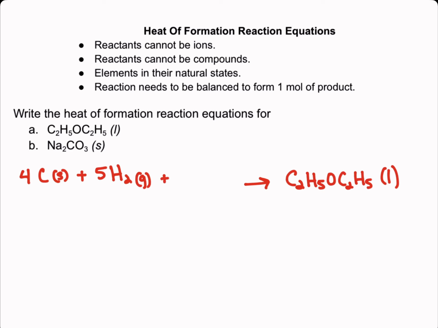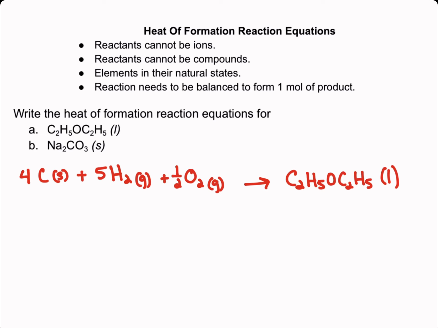I also have 1 oxygen. However, oxygen exists as a diatomic molecule. So I have 2 oxygens. I only need 1 oxygen. So I can go ahead and put the coefficient 1/2. 1/2 times 2 is 1. So I just wrote a heat of formation reaction for 1 mole of this product. This product has 4 carbons, 5 times H2 hydrogens, plus 1/2 times O2 oxygens. That should give me 1 mole of the product.